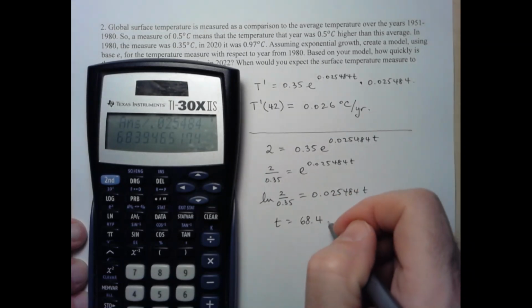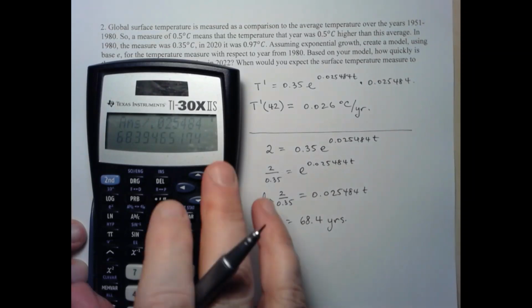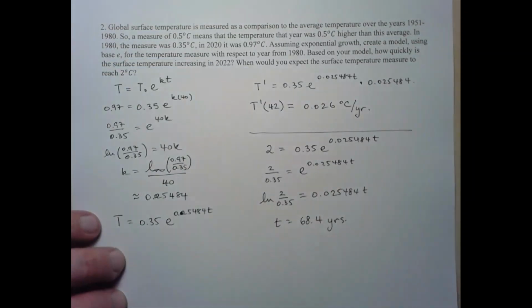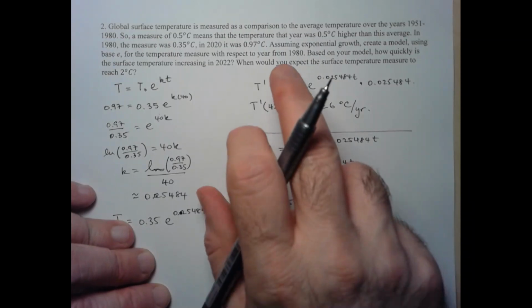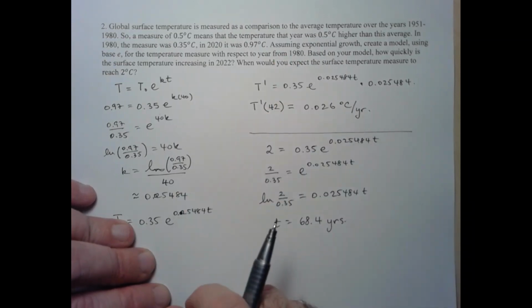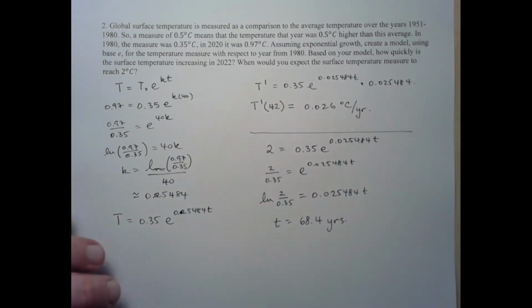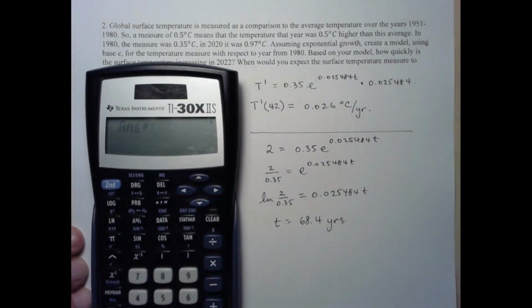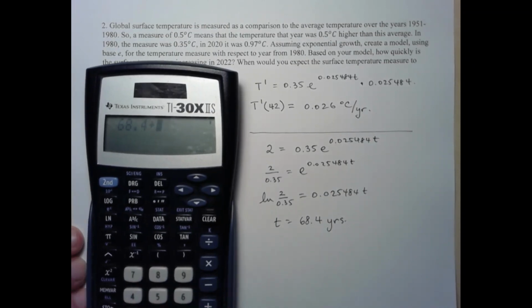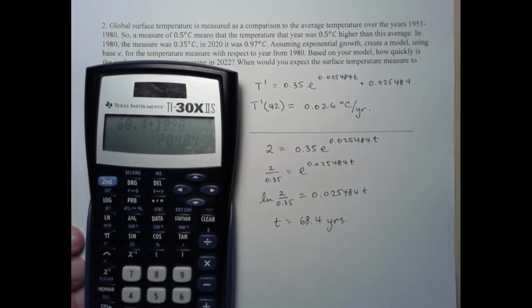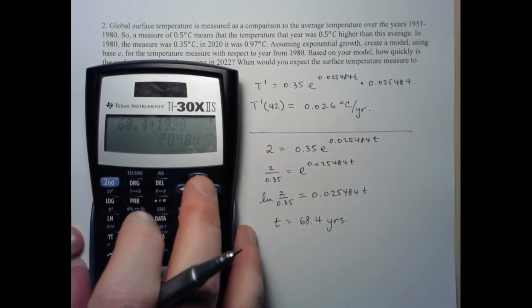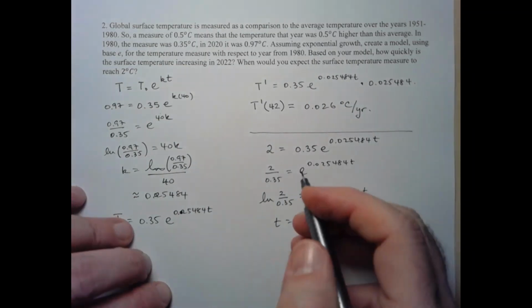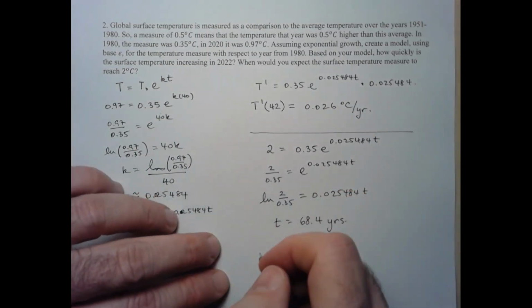And it looks like we have about 68.4 years. But remember what that represents. That represents years from our starting value of 1980. So you've got to think, add 1980 to that. So 68.4 plus 1980. Let's try that, and we get 2048.4.